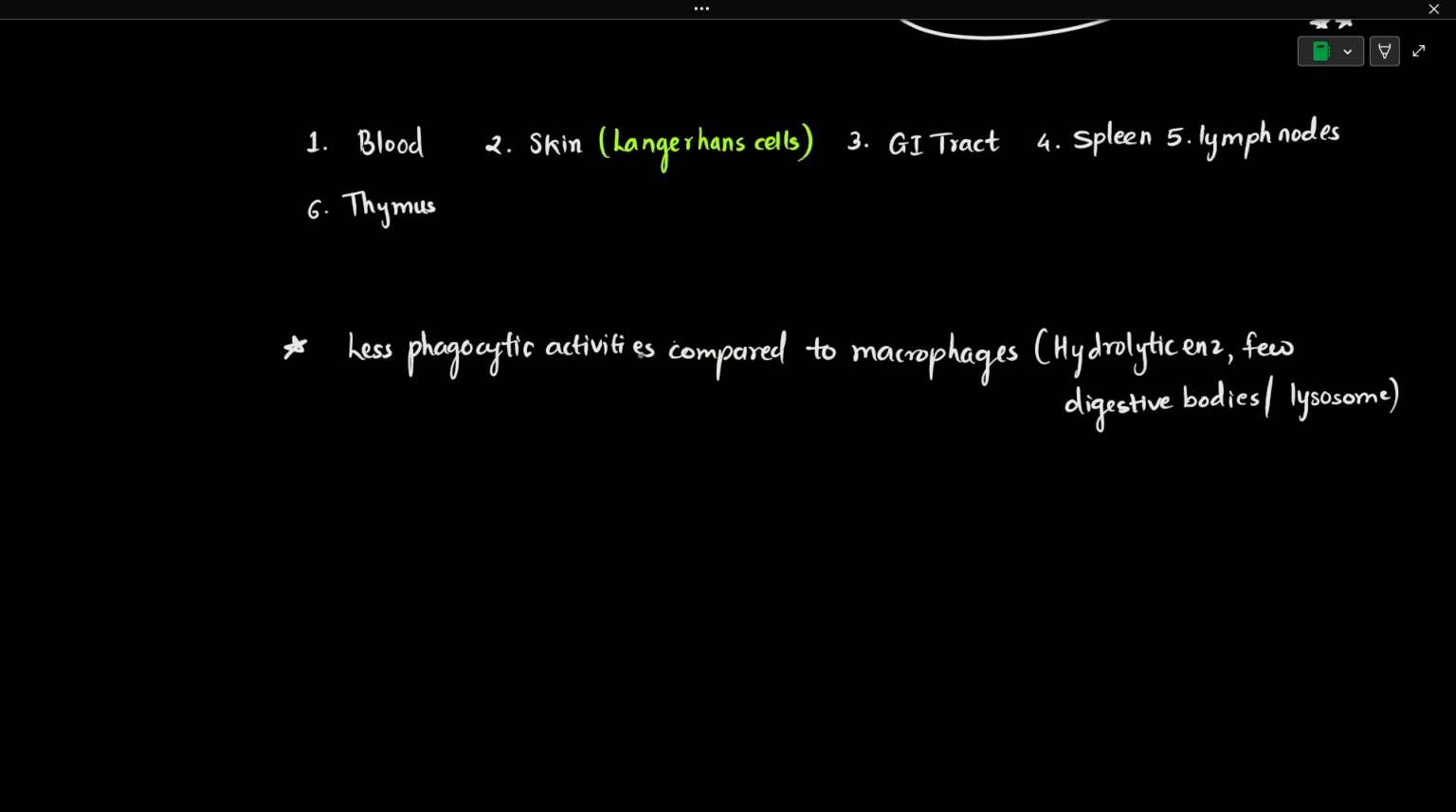So dendritic cells play an important role in patrolling, looking out for some suspicious activity. They also play a role in the initiation of the adaptive immune response, and they also play a role in tolerance.